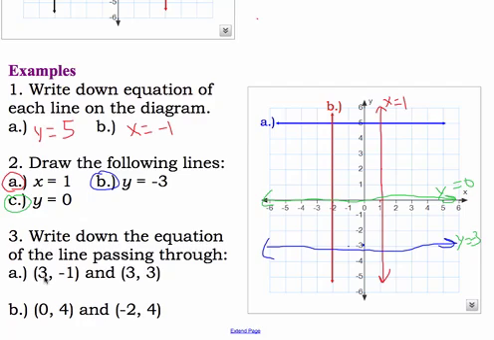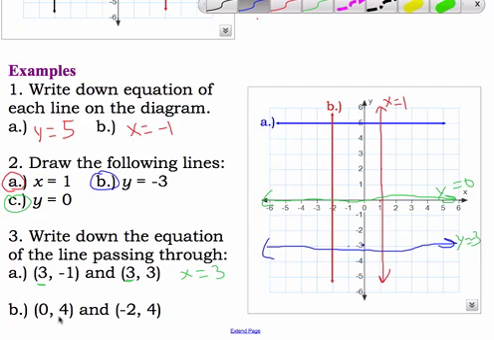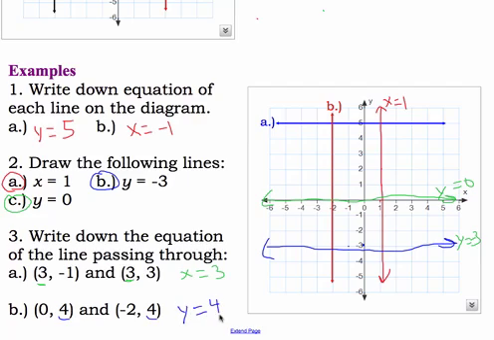Okay, and then for example number 3 here, write down the equation of a line passing through (3, negative 1) and (3, 3). Well, notice the x value is the same in both cases, so we don't need to find the slope. If the x value is always going to be 3, then the equation is x equals 3. And in the second example, the y value seems to always be 4. So we can say that the equation of the line is y equals 4.